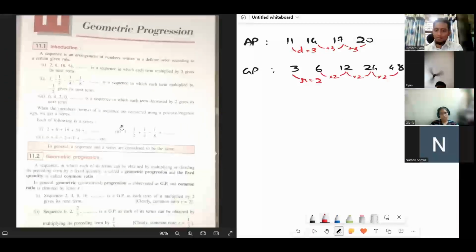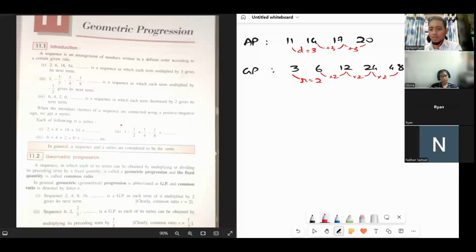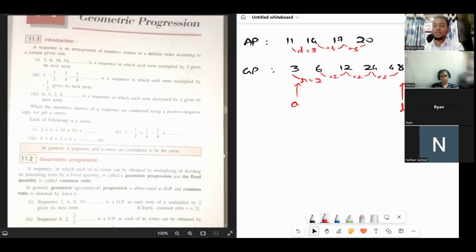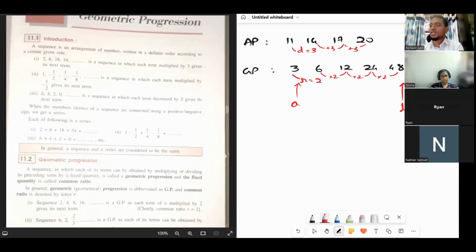The first term is still represented with the same alphabet. What is that? A. The last term is also represented by the same alphabet, L. N is also the same, the number of terms. S is the same, the sum of terms. The terms T1, T2, T3 are also the same. Everything is the same. The only difference is that in place of D, we have R.